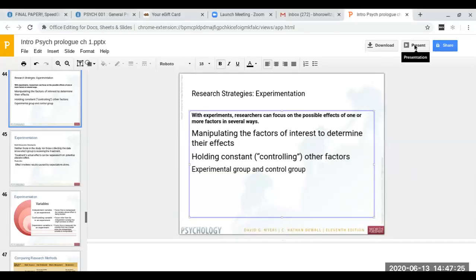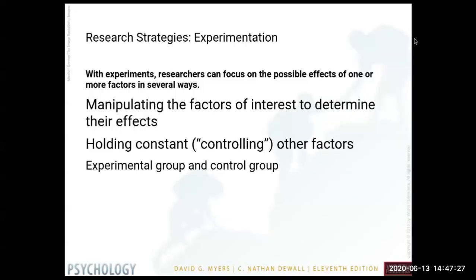Welcome back to chapter 1. We have gone over the prologue and the first half or so, maybe 2/3 of chapter 1. And we are finishing off with the third type of research that is done in psychology. This is the most popular type of research.